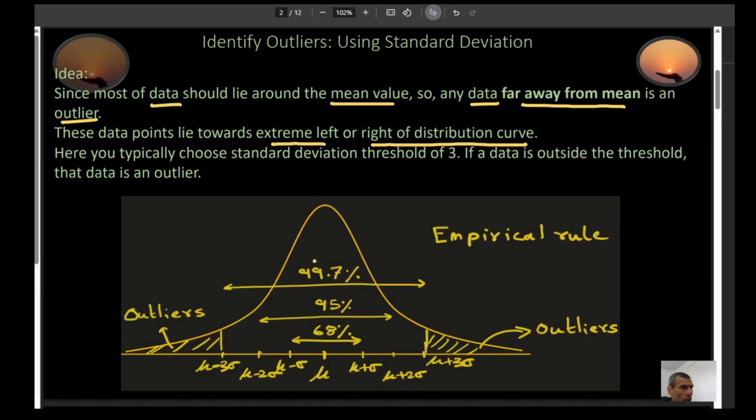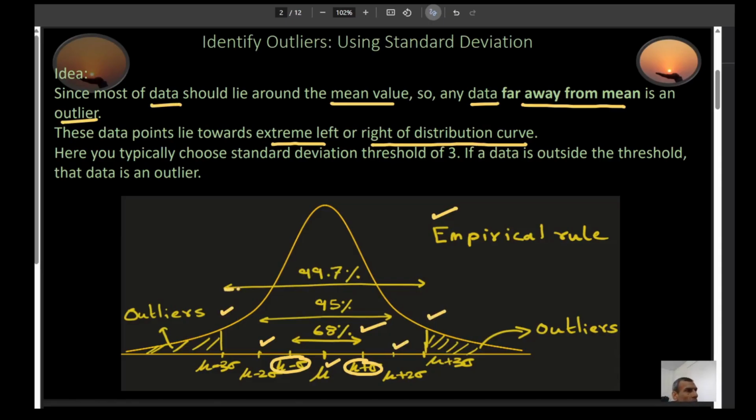curve. Now, there is a famous rule in statistics. It's called the empirical rule, and this is only applicable for normal distribution. It says that 68% of your data is going to lie between mu minus sigma and mu plus sigma, where mu is your average, your mean value, and sigma is your standard deviation. Likewise, 95% of your data is going to lie between mu minus 2 sigma and mu plus 2 sigma. And 99.7% of your data is going to lie between mu minus 3 sigma and mu plus 3 sigma.